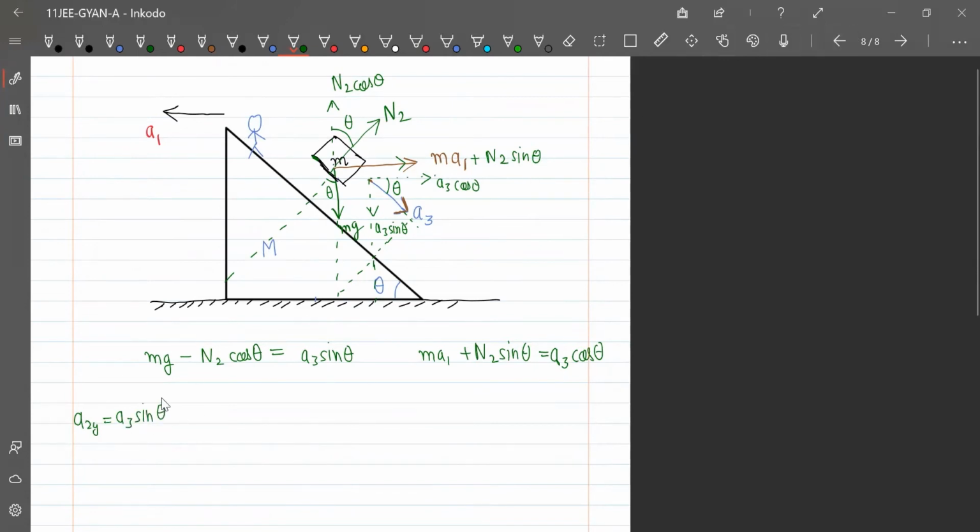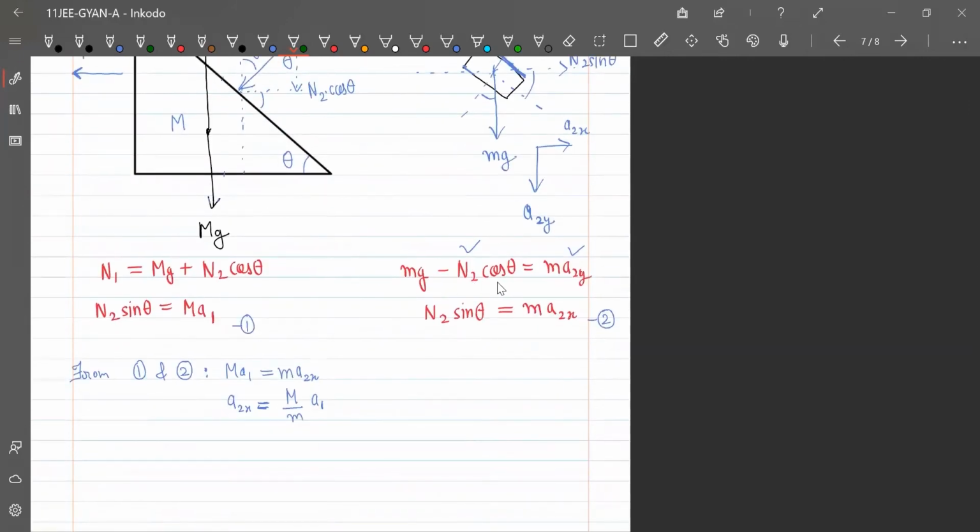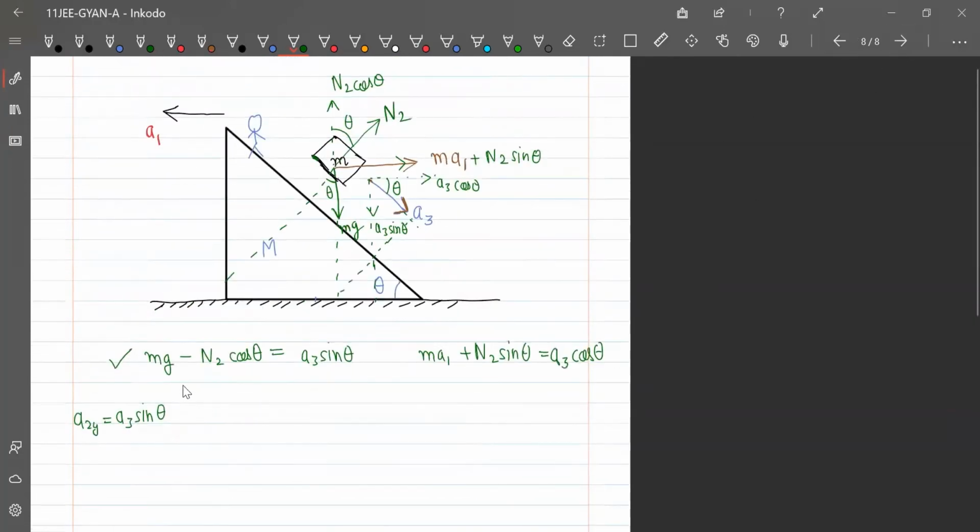Even if I compare the equation, this equation, mg minus n2 cos theta is ma2y. यहाँ से भी देख सकते हैं mg minus n2 cos theta is ma2y, and mg minus n2 cos theta is ma3 sin theta. So we have got the value of a3 from here. a3 को a2 से relate कर सकते हैं.